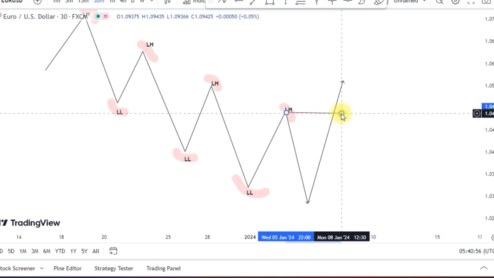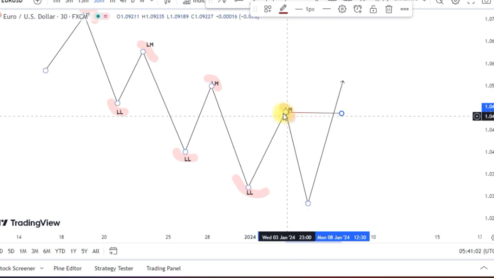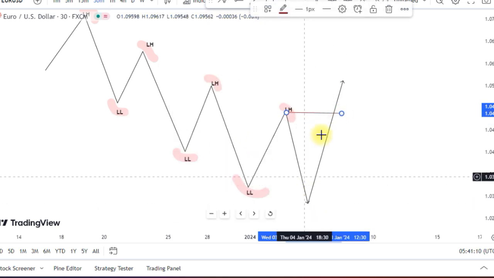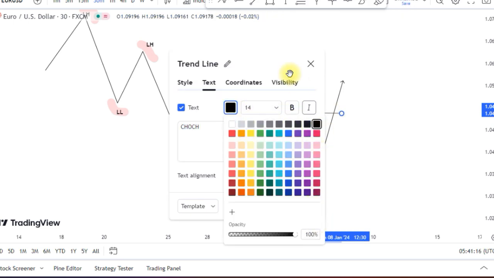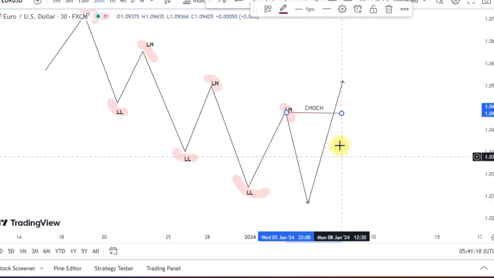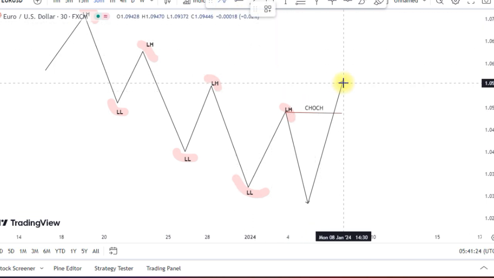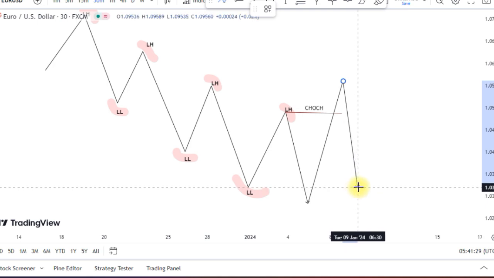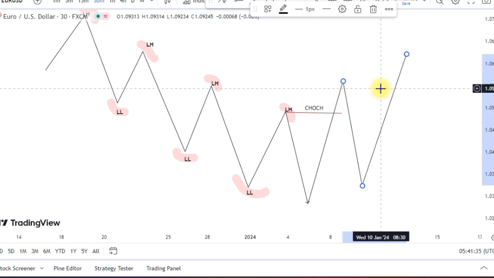So this line here, we're now going to label it as what? As a change of character, because we took out the previous lower high. Now that becomes our change of character. Let me just go ahead and write that in black. So that is our change of character. And when this happens, as SMC traders, we expect the market to give us a pullback into a significant zone or an order block or a breaker block, and then we trade the market to the upside.